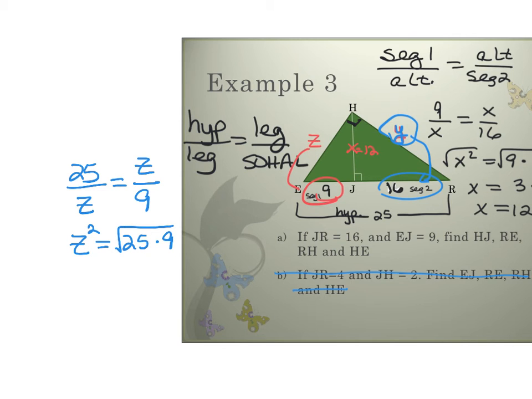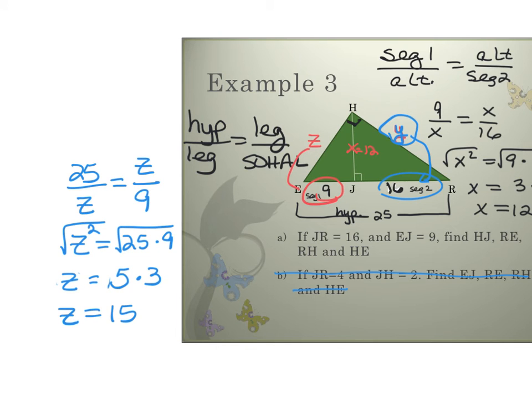Again, you can do the factor tree, or if you realize 25 is a perfect square, you could square root it, square root the 9, and now square root, and you get Z equals 15. Or actually, this was already out. Let me just do that. Square root it up here.